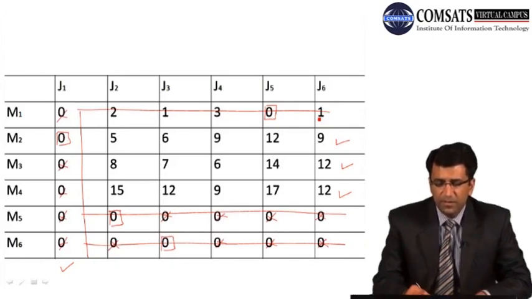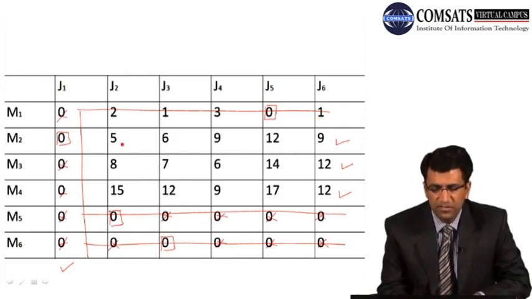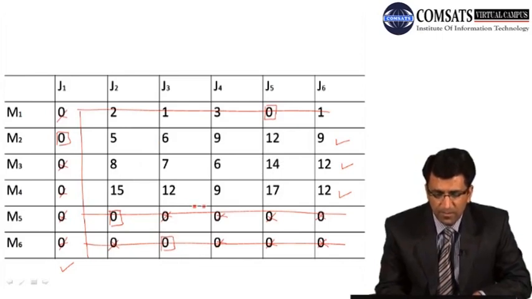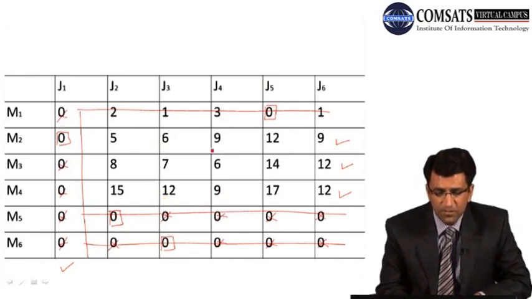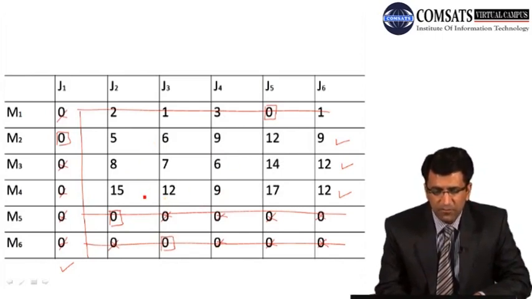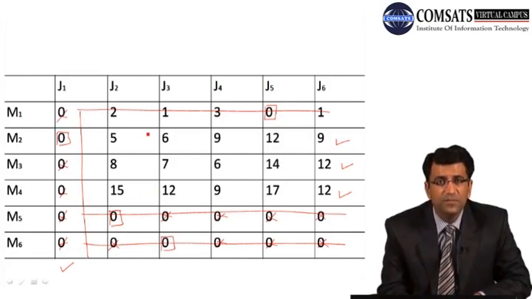Now again class, we'll have to find the numbers through which no line is passed. These numbers are 5, 6, 9, 8, 7, 6, 15, 12 and 9. Out of these numbers we'll have to find the minimum number, and the minimum number in this particular case is 5. So we'll have to subtract 5 from all of these numbers. Then we'll have to add this 5 at the points of intersection. Now this is a point of intersection, this is a point of intersection, and this is a point of intersection. We'll add this 5 to all of these numbers, and the rest of the numbers will remain the same.